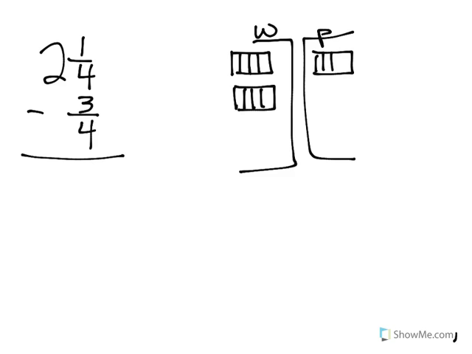I'm going to shade in both of these wholes. And then I'm going to shade in 1/4 over here. So right now I have 2 right here and I have 1/4 right here. So I want to subtract 3/4.